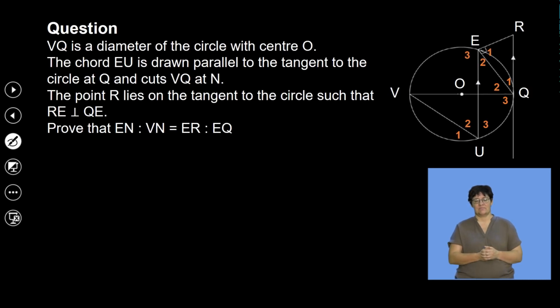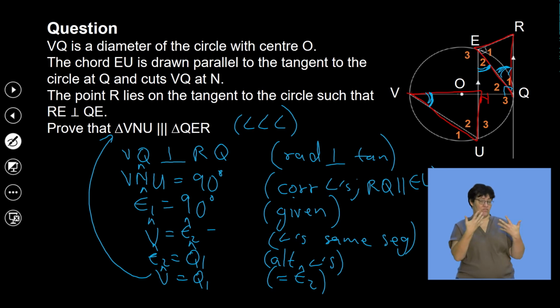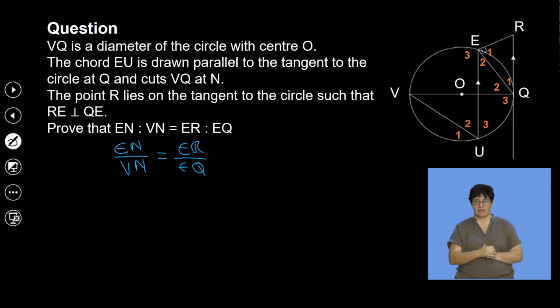Now, let's look at this one here. It's still the same question. They just want us to now show the concept of the ratios. Now, I want to rewrite this in the way that you might be used to, but just know that there are alternatives of writing ratio. This is the same as EN over VN, which is the same as ER over EQ, right? So I'm going to go back to what I proved as my similarity there. It's VNU and QER. So I proved that VNU and QER are similar.